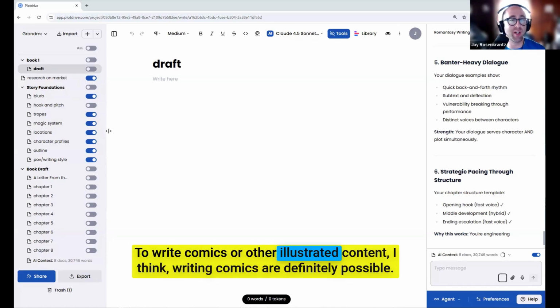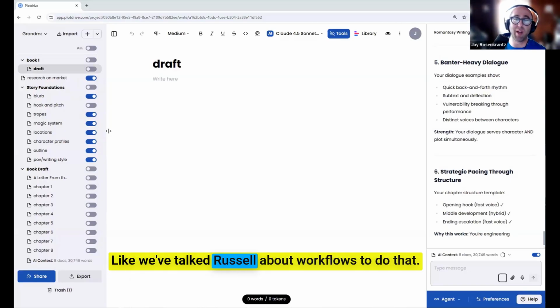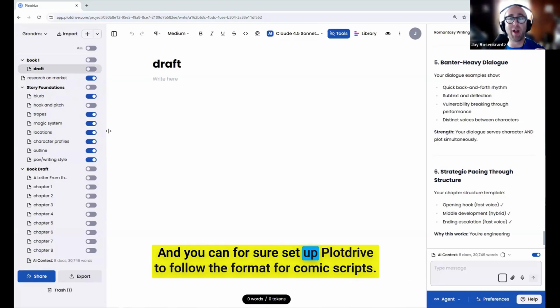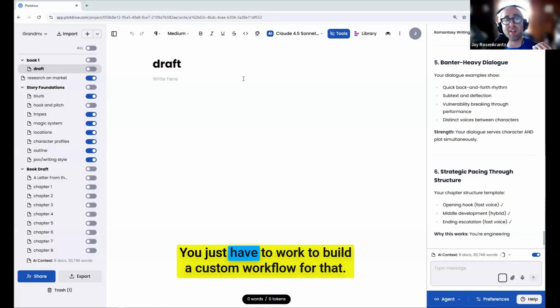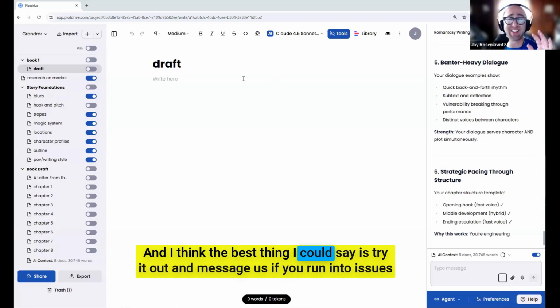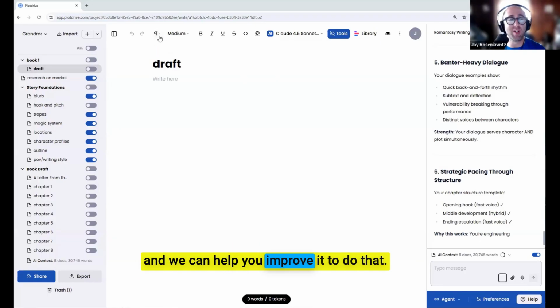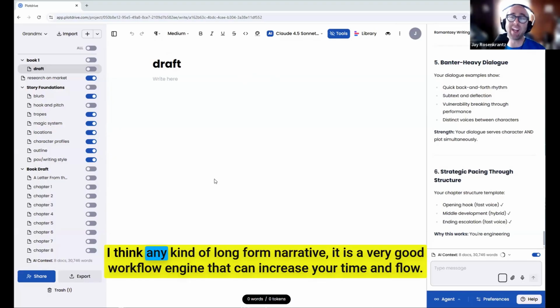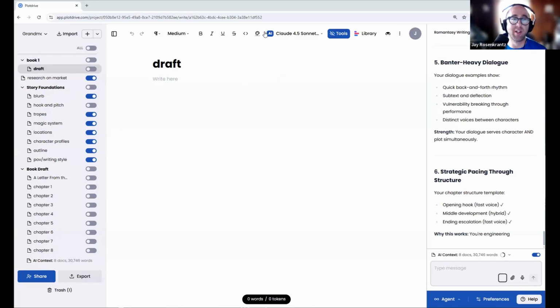To write comics or other illustrated content, I think writing comics is definitely possible. Like we've talked, Russell, about workflows to do that. And you can for sure set up Plotdrive to follow the format for comic scripts. You just have to build a custom workflow for that. The best thing I could say is try it out and message us if you run into issues and we can help you improve it. I think for any kind of long form narrative, it is a very good workflow engine that can increase your time and flow.